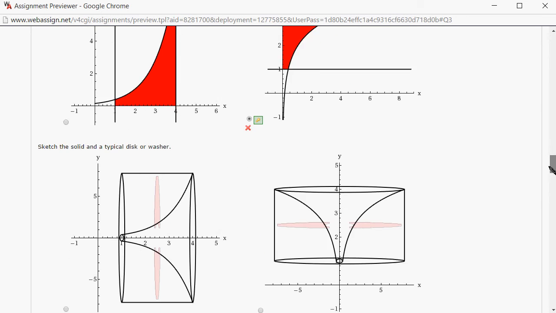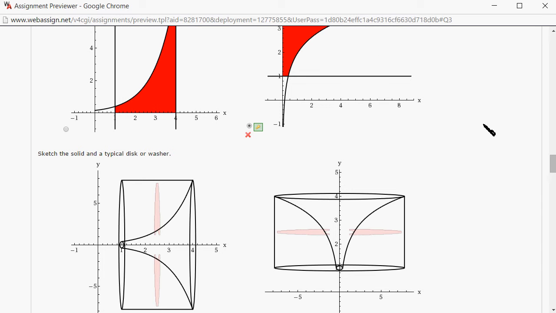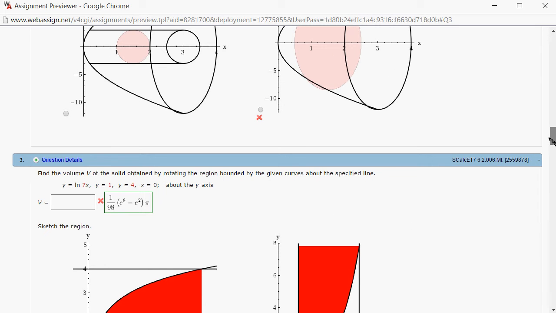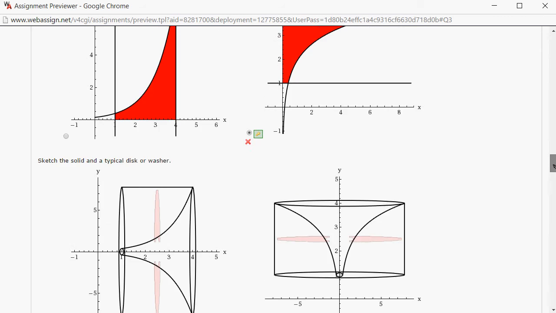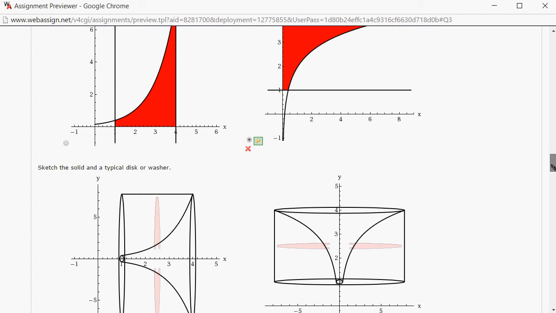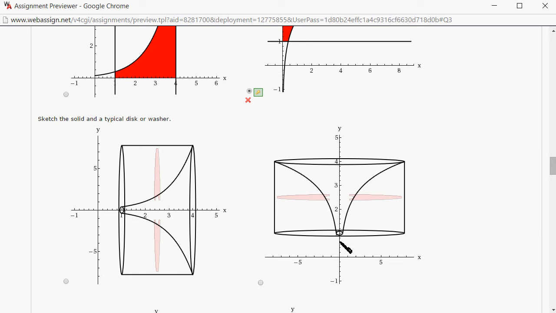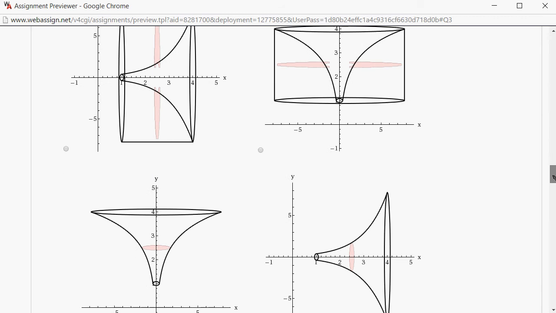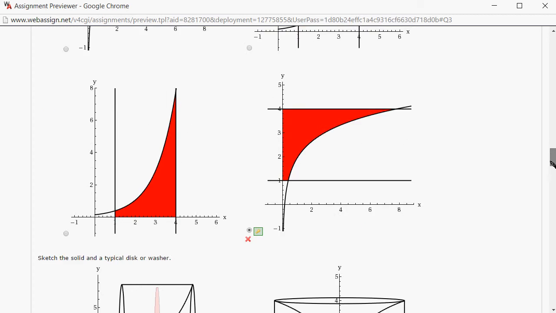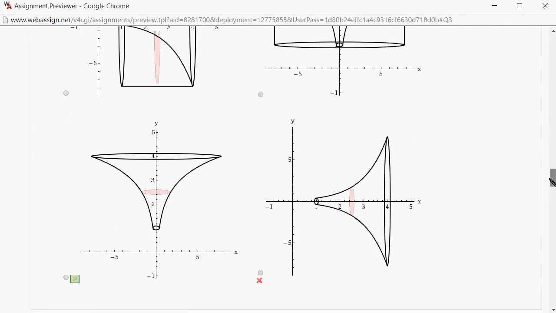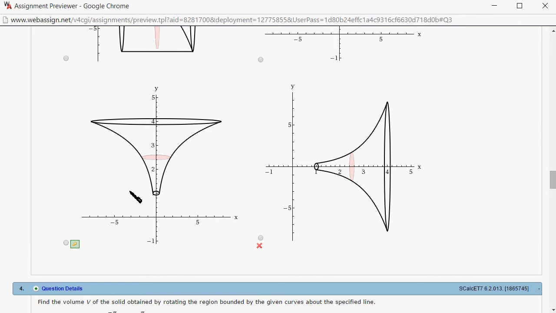Alright, then sketch the solid and a typical disk. You take this region and spin it about the y-axis. You can see that this looks promising. But this is on the outside, so it's probably this one right here. Alright, so we have that one.